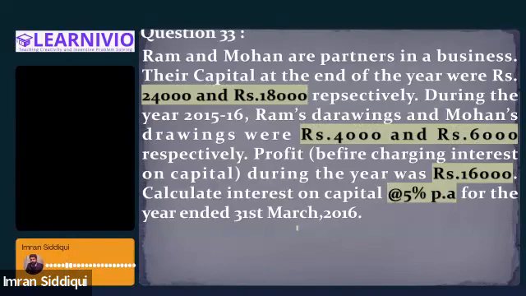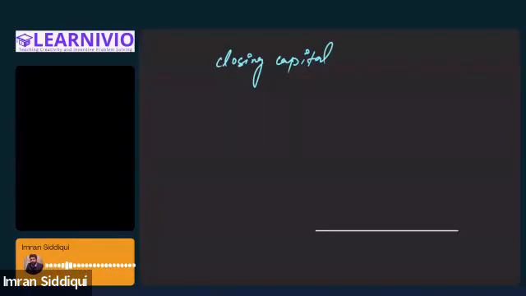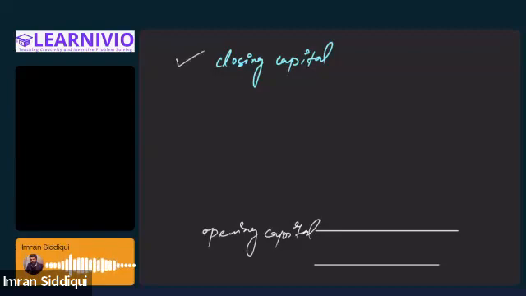We basically see, whenever closing capital is given, you don't have to write this down, just try to understand. Let's suppose closing capital balance is given, but we cannot simply calculate interest on capital on the closing balance, right? We have to somehow find out the opening capital balance of the partner. The closing capital is the capital balance at the end of the year. We have to reach the opening capital at the beginning of the year.